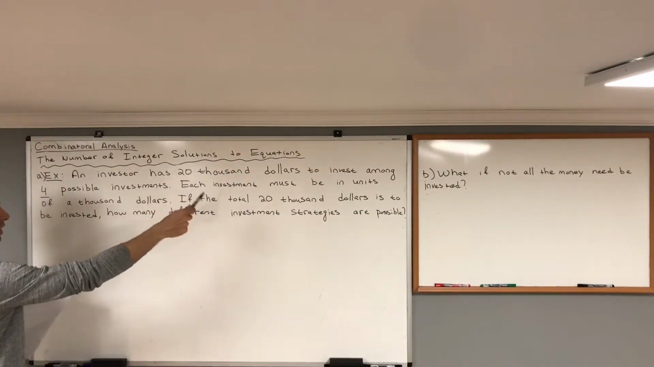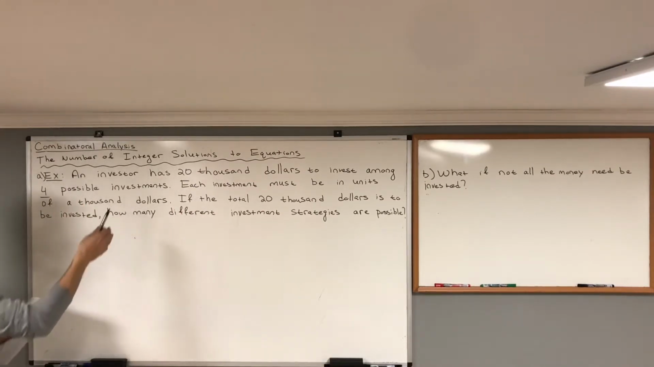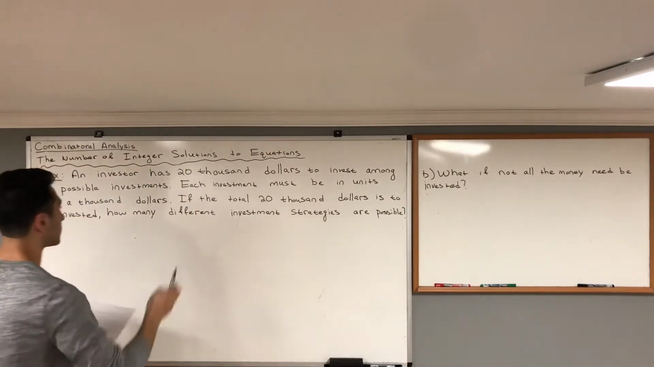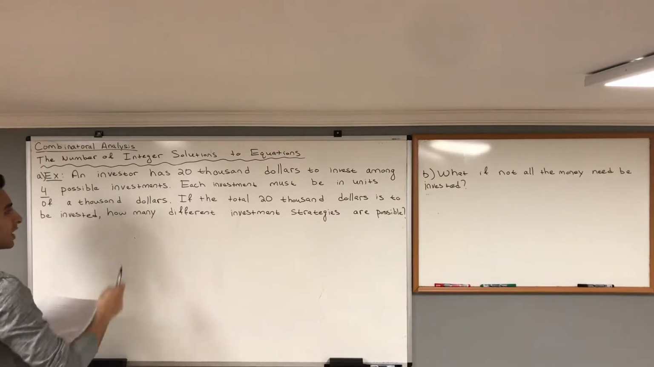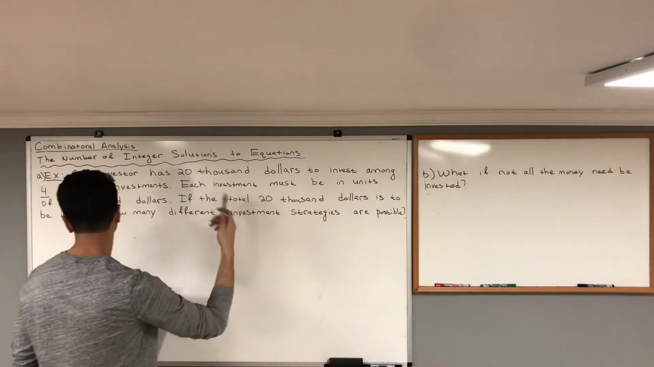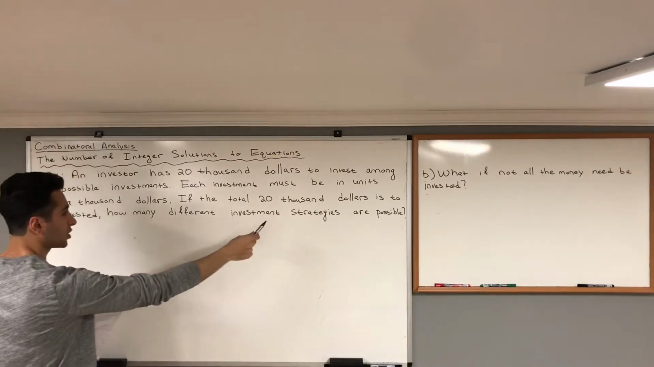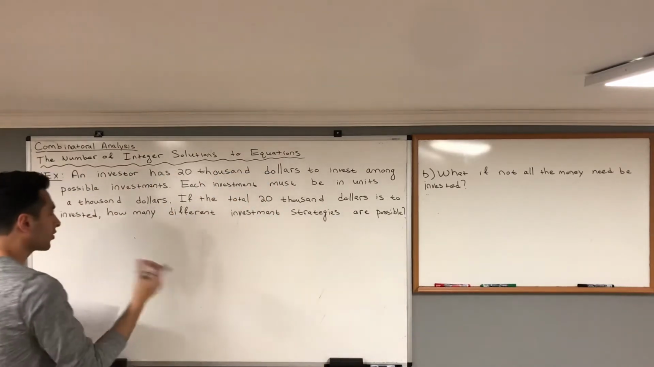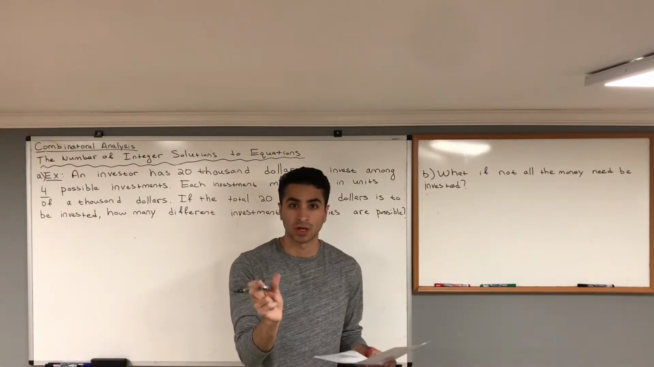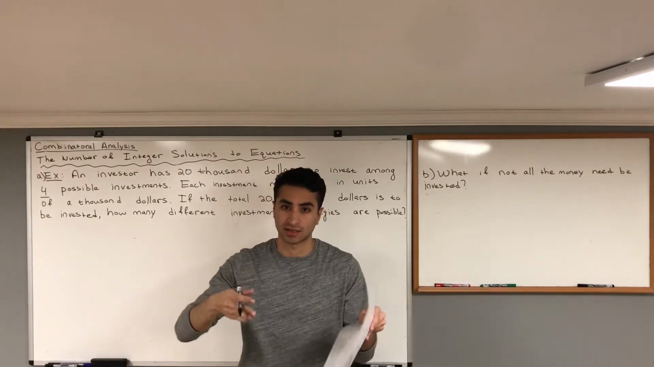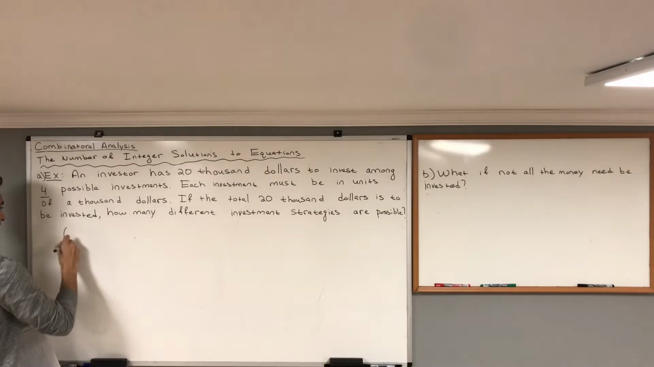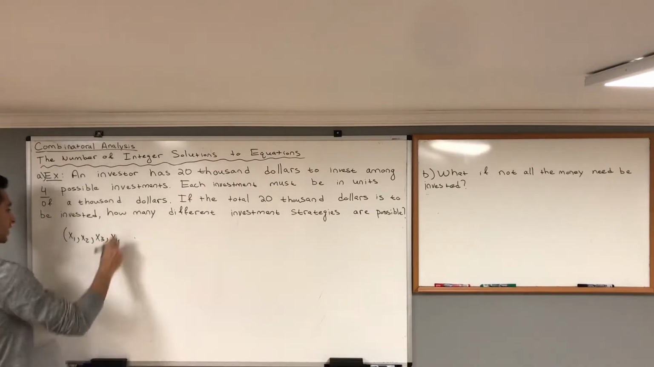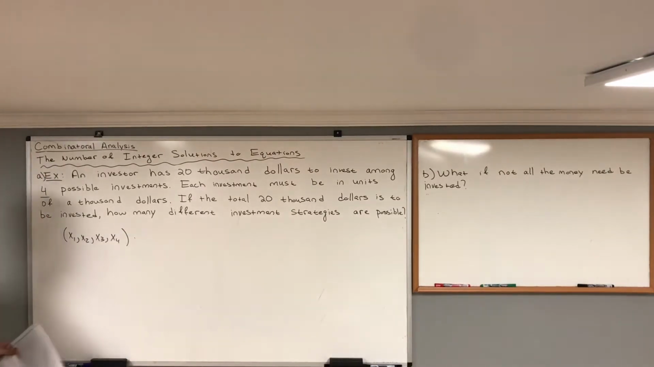An investor has $20,000 to invest among 4 possible investments. So he could put any amount he wants within each investment. Each investment must be in units of $1,000. If the total $20,000 is to be invested, how many different investment strategies are possible? Well, first let's denote the investment strategies. Another word for investment strategies is just groups, because one group is the first investment strategy, the second is the other one. So let the list x1, x2, x3, x4, or the vector, denote his possible strategies.